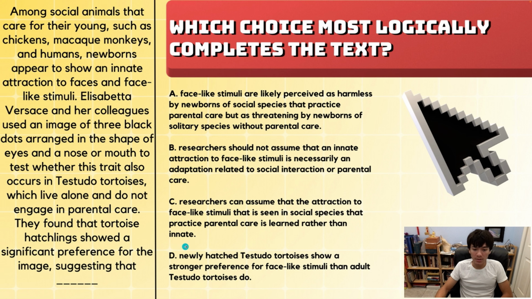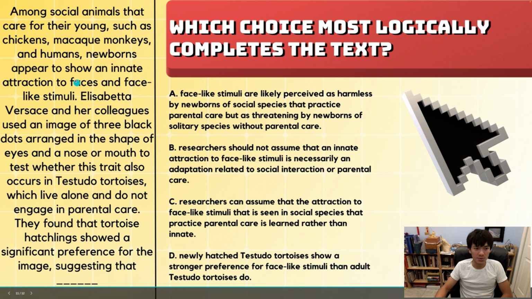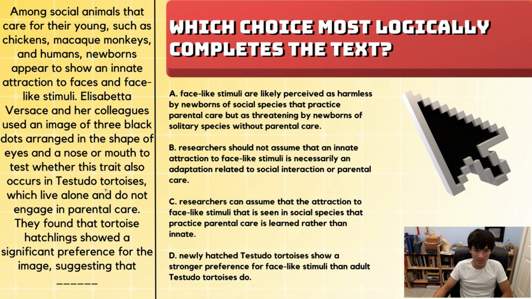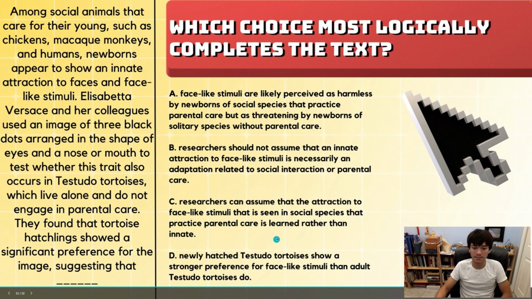D. Newly hatched testudo tortoises show a stronger preference for face-like stimuli than adult testudo tortoises do. The reason why D is incorrect here is because there's no comparison being made between newborn and older tortoises. It's just talking about social versus solitary animals here. So we know that D is incorrect.